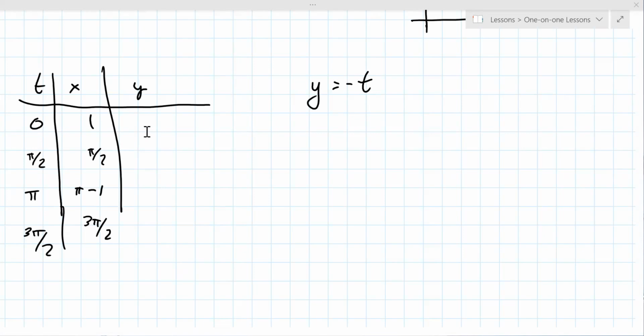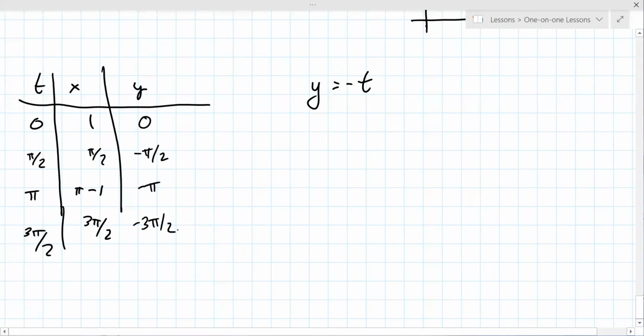The y value here is 0, because that's negative 0, then negative pi over 2, negative pi, negative 3 pi over 2. And you'll see the graph is quite a bit different, because before the y value was 2, that's not going to work. The y value was up pretty high, 1, 0. It was up there. Now it's here.